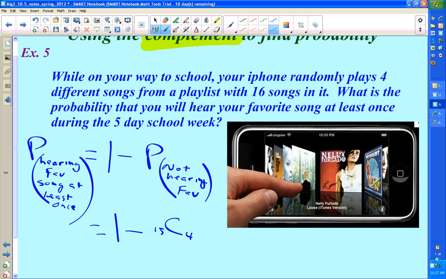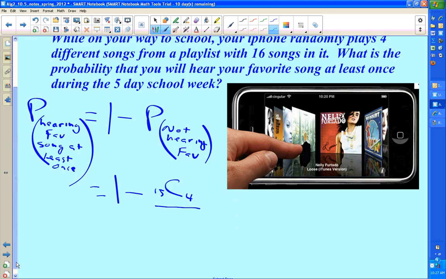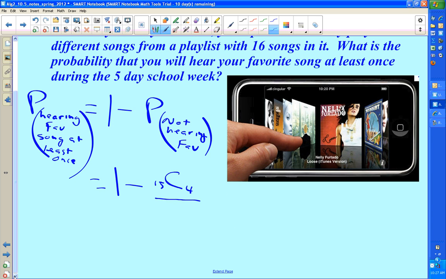Now, how many ways are there to listen to the 4 songs in general? How many ways on your iPhone can you listen to 4 songs from this playlist? Combinations of 16 and 4. That's the 16 taken 4 at a time. That's the total number of ways you can hear 4 songs on any given day.